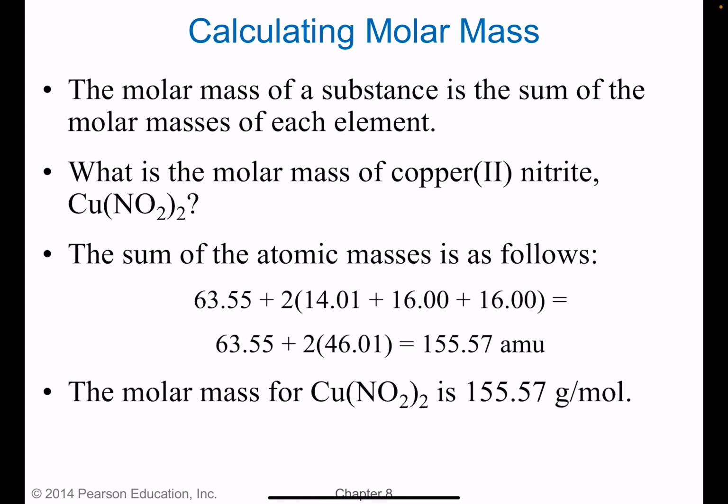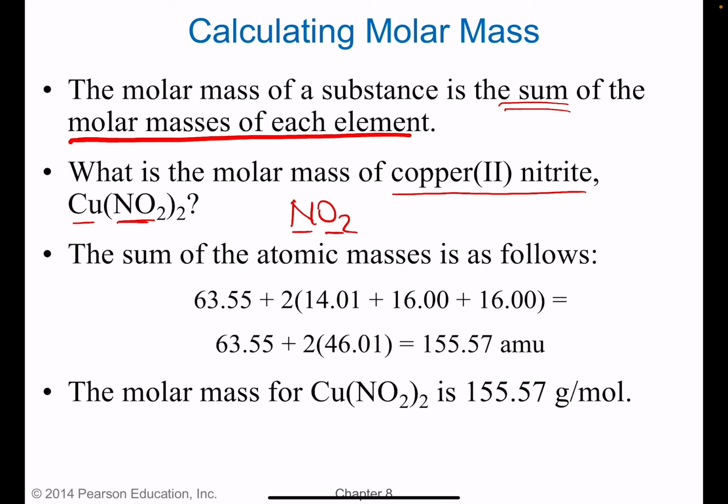Now, to calculate the molar mass of a compound, you simply sum up or add the molar masses of each element, and you have to make sure to take into account if the element has multiple atoms in it. So for example, we have copper 2 nitrite here. This is your copper, and this NO2 is the nitrite polyatomic ion. It's an NO2, so 1 nitrogen and 2 oxygens. And then there's also another 2 out here saying we have 2 copies of the nitrite polyatomic ion.